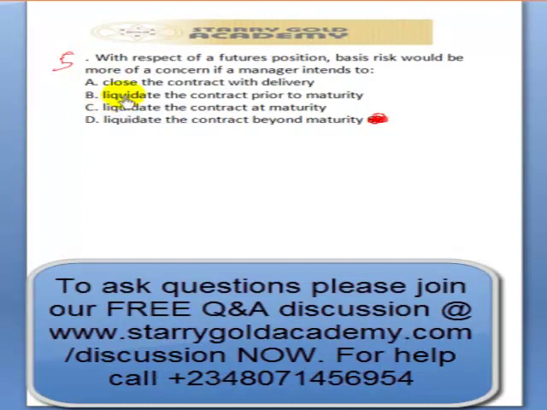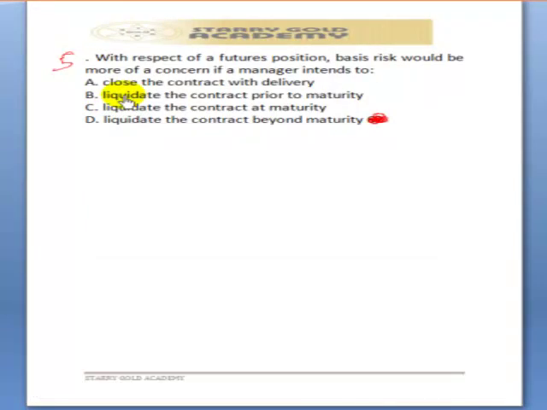So by liquidating earlier, there's a chance that the basis has moved in an unfavorable direction. So the basis is 0 at maturity. So with basis 0 at maturity, you don't bother yourself when you want to wait till maturity. Basis will be 0. That is a definite thing, unless the arbitrage opportunity wants to set in. So closing the contract with delivery or liquidating the contract at maturity are not correct. So liquidating the contract beyond the maturity is a nonsensical answer, as I said earlier. So our answer here is C.